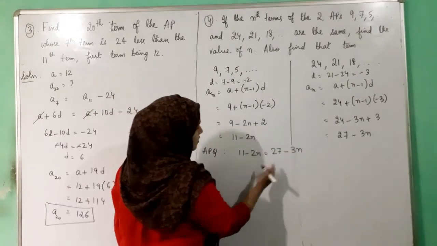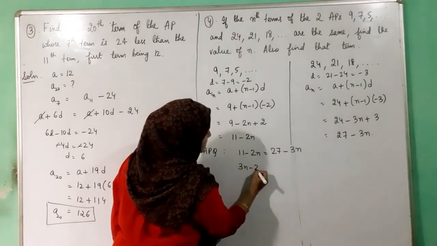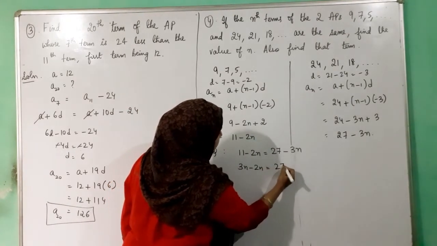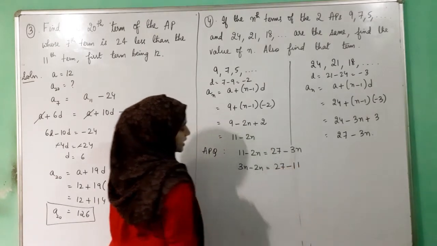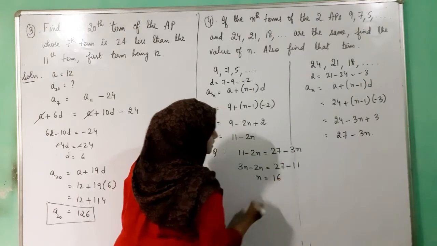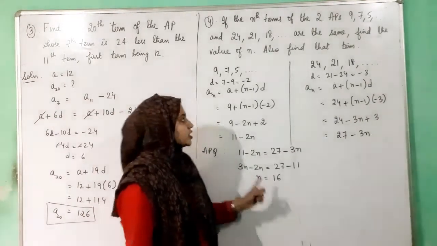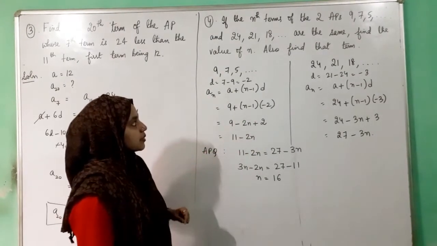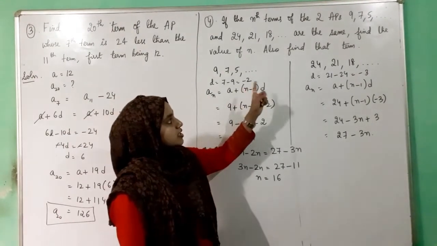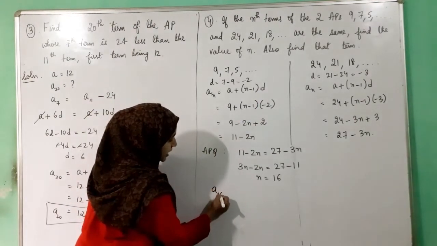Okay, so let us solve. I will bring all the n's on one side. So 3n minus 2n is equal to 27 minus 11. So 3n minus 2n is n. So this becomes 16. Okay, so we have found the value of n for which the nth terms are same. Okay, so next we have to find what is that term. Also find that term. So we are asked to find a16.